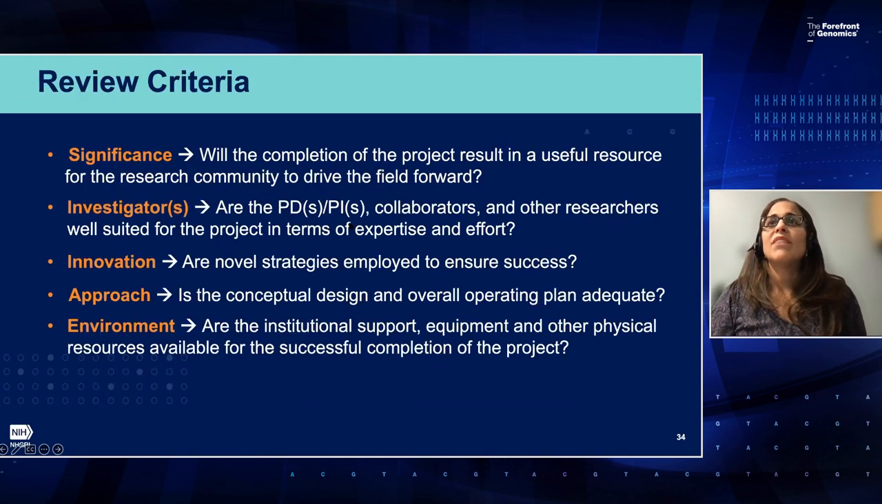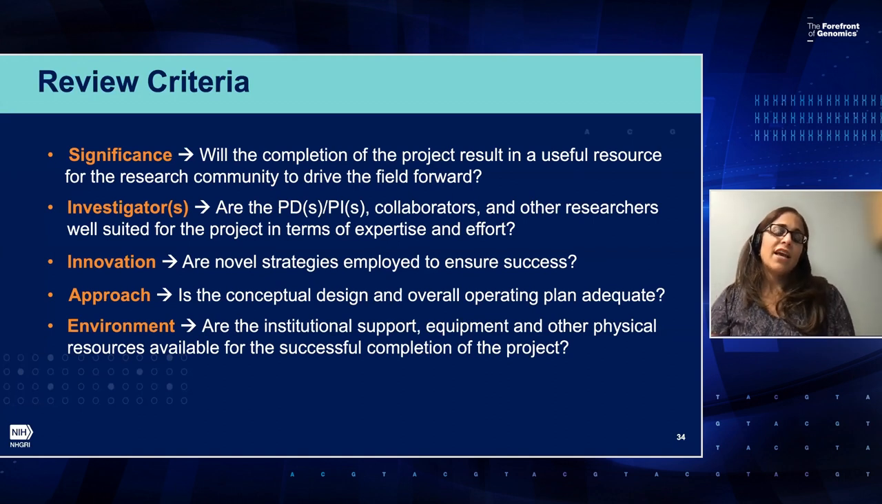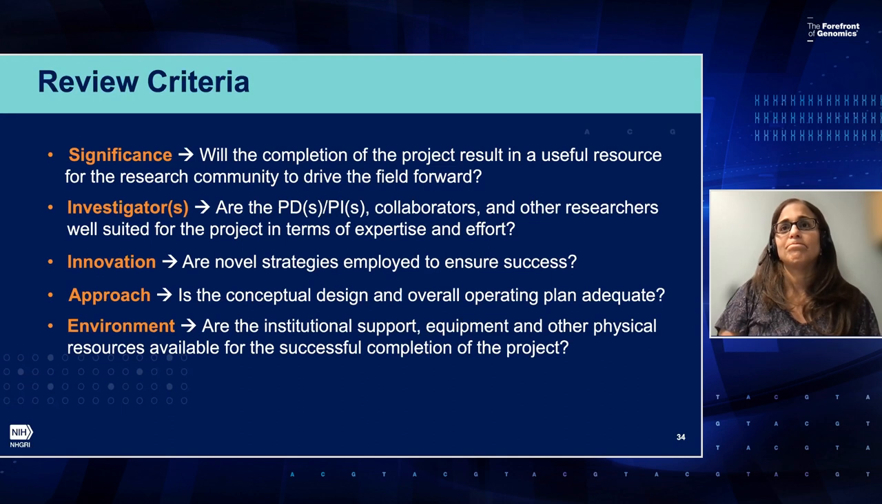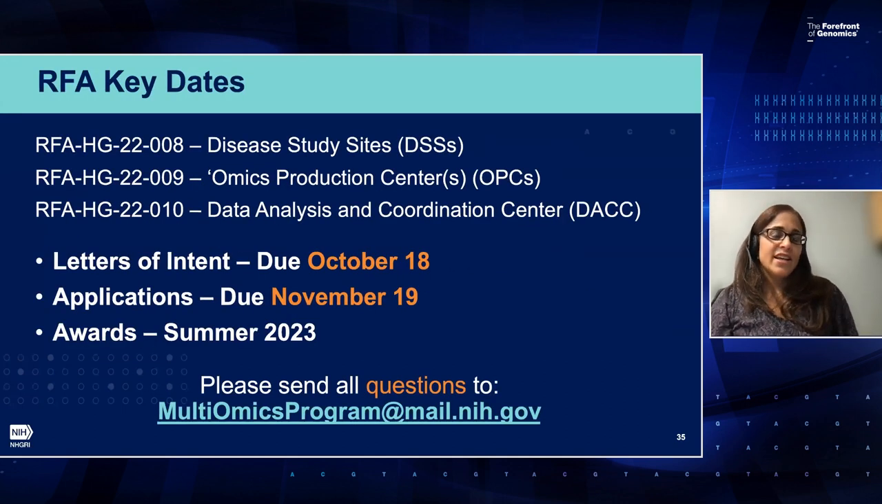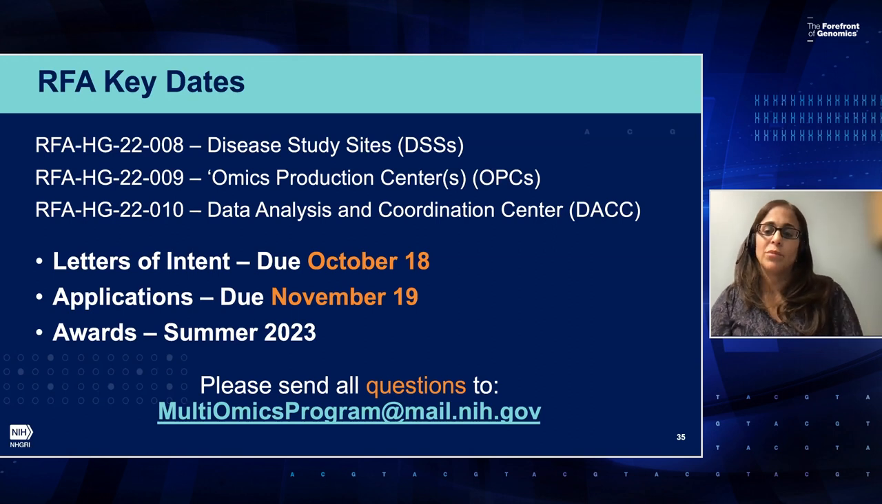Thanks, Leah. And I only have a couple more slides left before we go into the Q&A session. First, I'd like to remind you of the review criteria that will be used to review your applications. You can see here in orange the five general categories that will be used for review. And I would encourage you to go to the RFAs and review the criteria, because each RFA has slightly different review criteria. And also to note the key dates, as a reminder, the letters of intent are due October 18. The applications are due November 19. And that means that the awards will likely be issued sometime in the summer of 2023. Again, Erin already mentioned this, but you can find our email address here below, and you can send any additional questions that may come up after this webinar is over.